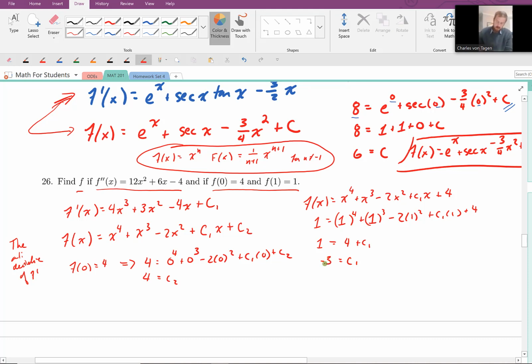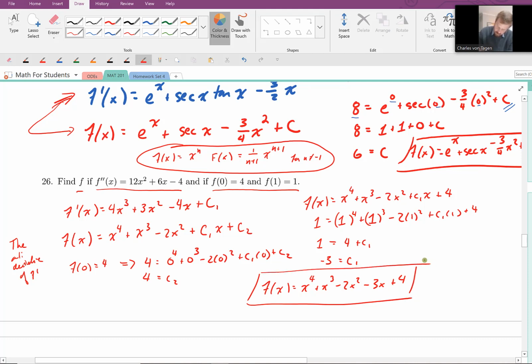So finally we can give our answer as the function f of x is equal to x to the fourth plus x cubed minus 2x squared minus 3x plus 4, and there is our solution. This is the function that when I take its derivative twice will give me 12x squared plus 6x minus 4. And if I plug in a 0 to it, it spits out a 4. And if I plug in a 1 into it, it spits out 1. Folks, let me know if you have any questions over this, and we'll continue on in a moment.